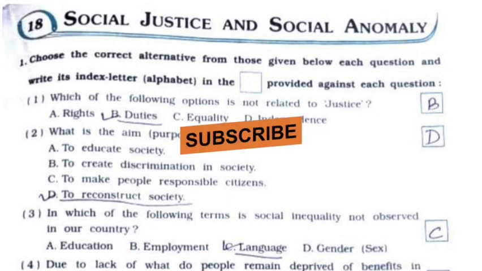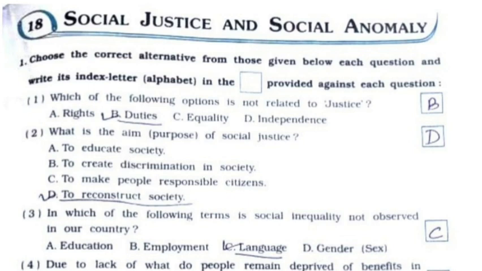So we'll be starting with the MCQs. First one, which of the following options is not related to justice? It's option number B, duties. Second, what is the aim, that is purpose of social justice? It's option number D, to reconstruct society.